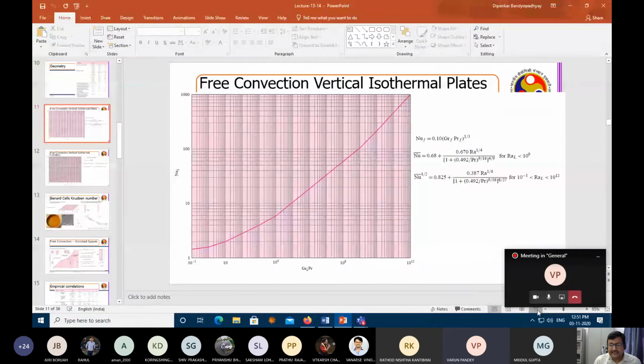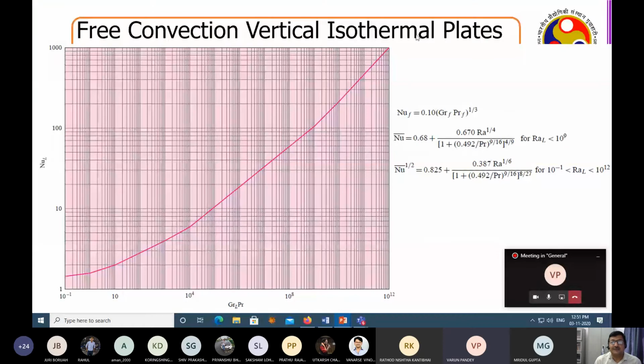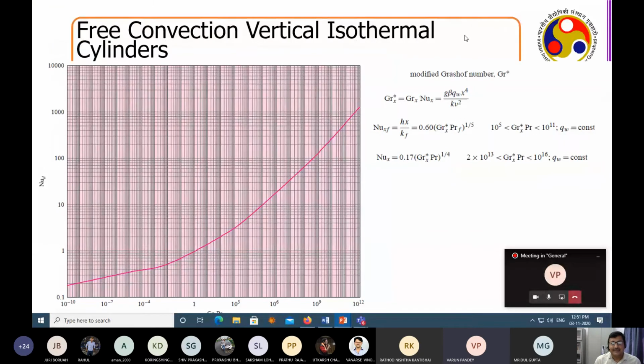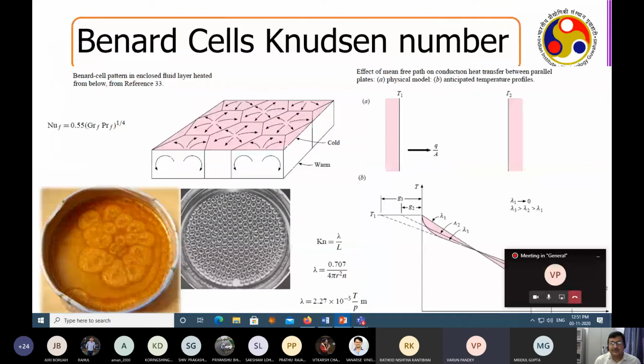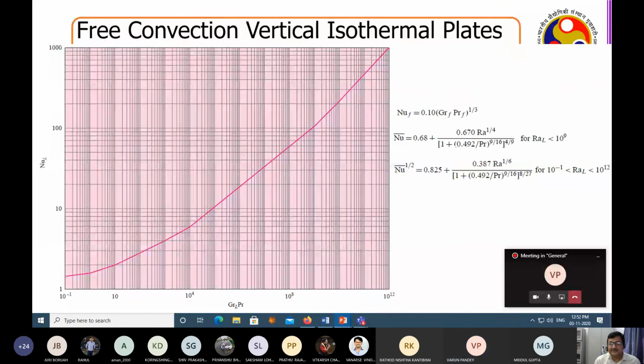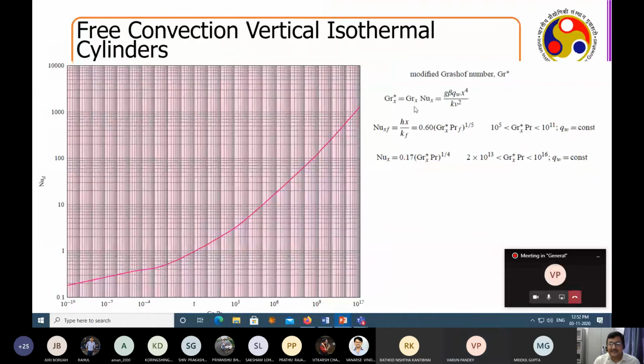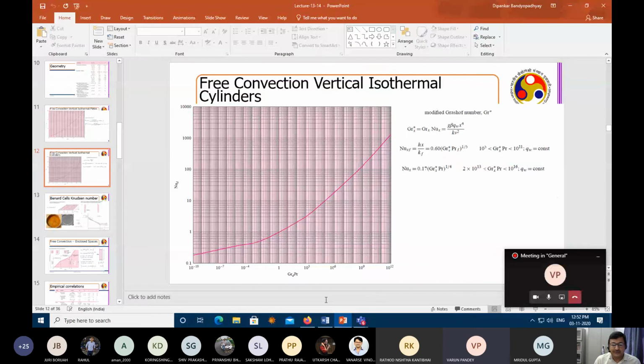So you may see here that for free convection, vertical isothermal plates, right? Yes, sir. And for free convection, we have done different types of analysis. So this is the free convection for isothermal plates, Nusselt number in terms of Rayleigh number and Prandtl number, right? Yes. So cylinders are also there somewhere, right? This is for the cylinder.